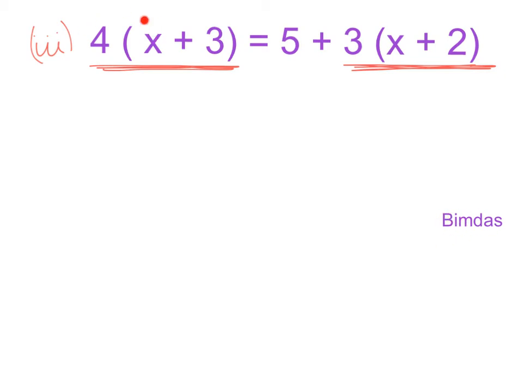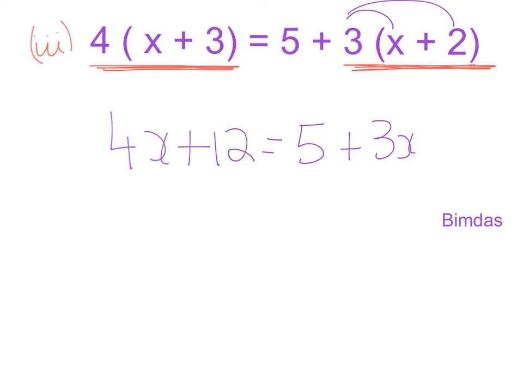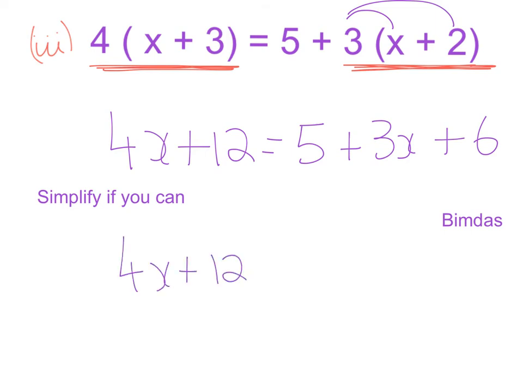So my first line is going to be 4 times x, which is 4x, and 4 multiplied by 3, which gives me plus 12, equals 5 plus 3 times x, which is 3x, and 3 times 2, which is 6. At this point, guys, simplify if you can. So I can now write that as 4x plus 12 equals, well, instead of writing the 5 and the 6, I'm going to write 5 and 6, which is obviously 11, plus 3x.